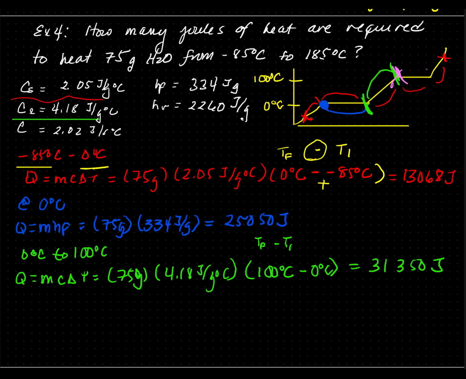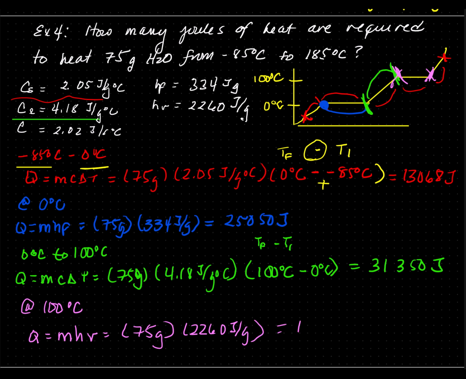Now we have raised the water temperature here. Now we need to vaporize it to become steam. So at 100 degrees Celsius, there is no temperature change, so it's going to be Q is equal to mHv. My mass is still the same, 75 grams. The heat of vaporization is 2,260 joules per gram, which gives 169,500 joules. Now we have produced 100 degrees steam.